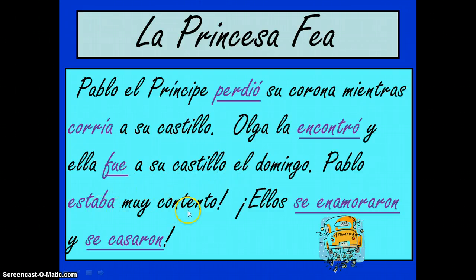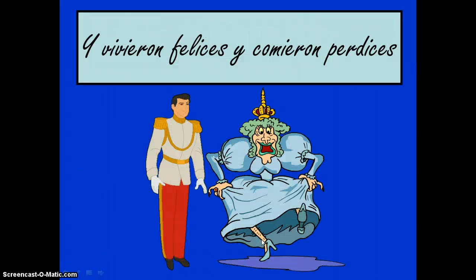Pablo estaba muy contento. Emotion, imperfect. Ellos se enamoraron y se casaron. So you have a sequence of events. They fell in love and they got married. Y vivieron felices y comieron perdices. El fin.